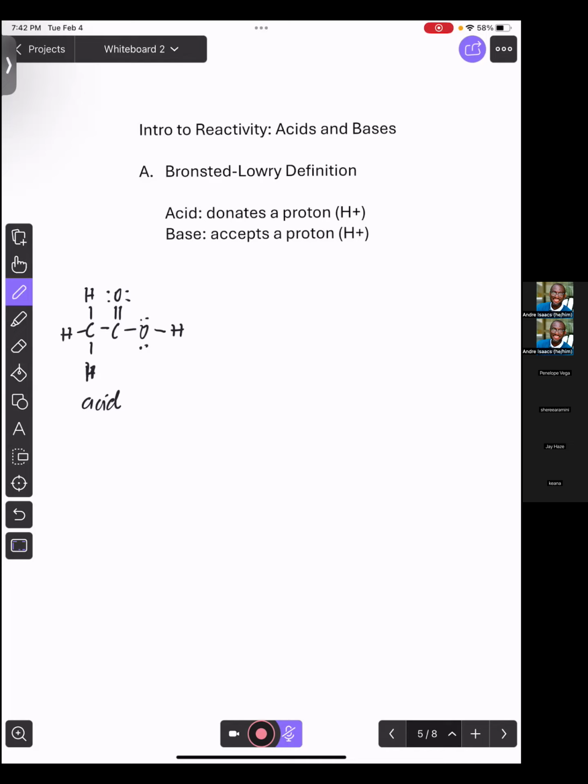There are 4 hydrogens or protons in this molecule. 3 of them are on carbon, and there's 1 on oxygen. How can you look at an acid and decide which hydrogen is the one that's going to be donated from that molecule? So I see some comments about the one bonded to oxygen. That is correct. But my question for you is why? Why is it that one?